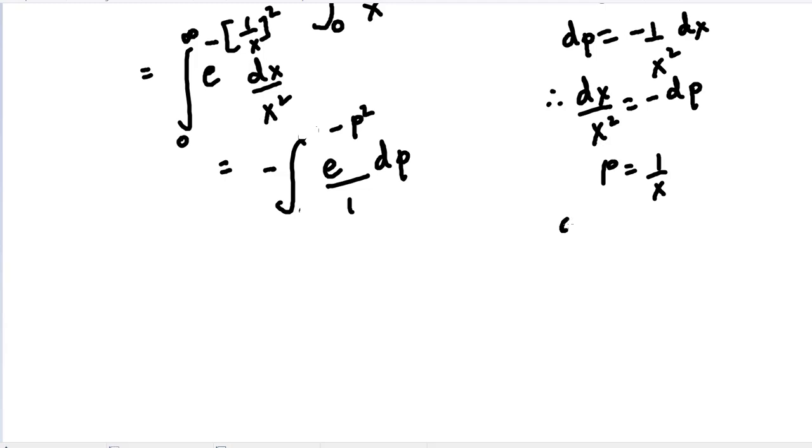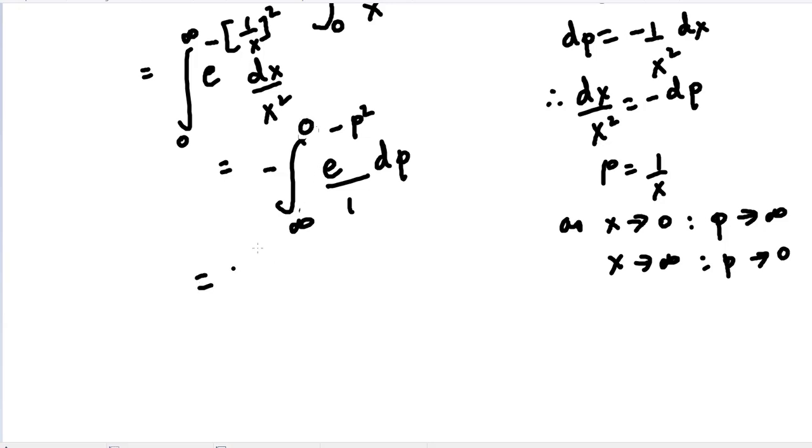So as x is heading towards 0, what happens? P will head towards infinity. And as x is heading towards infinity, p will head to 0. So in place of 0, I've got an infinity, and in place of infinity, there is 0. Now the sign can be flipped. So you get 0 to infinity of e raised to the power of negative p squared times dp.